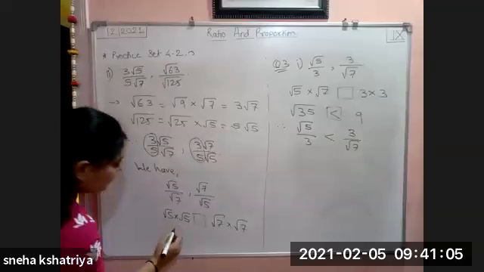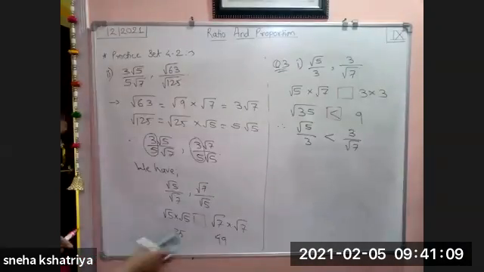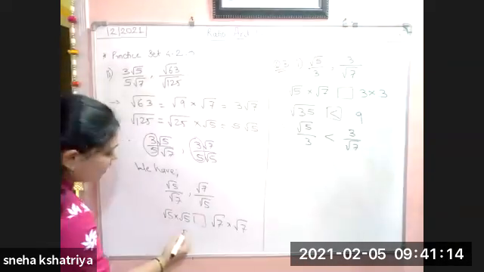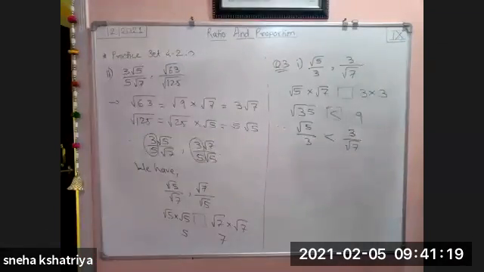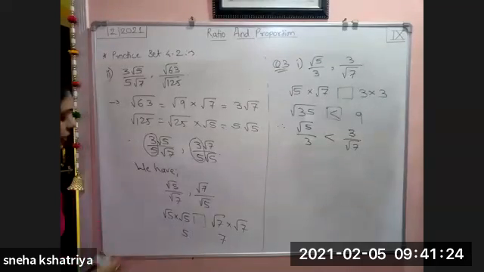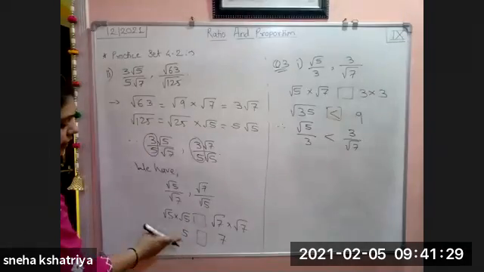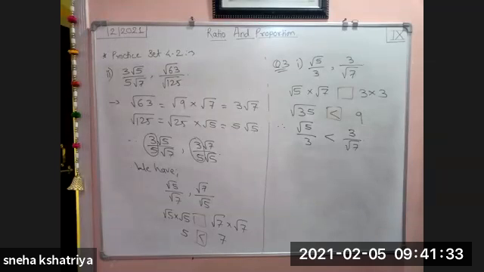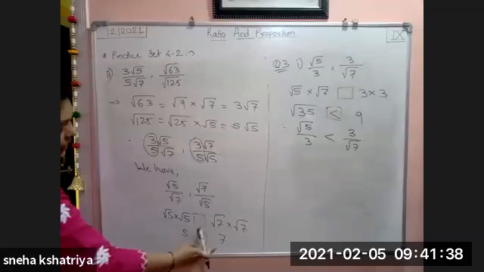Root 5 and root 5 will become 5. Root 7 and root 7 will become 7, because the square and root get cancelled. Only the values 5 and 7 will remain. Now here in between a box is there. Clearly we can say that 5 is less than 7. So the first ratio is smaller than the second ratio.